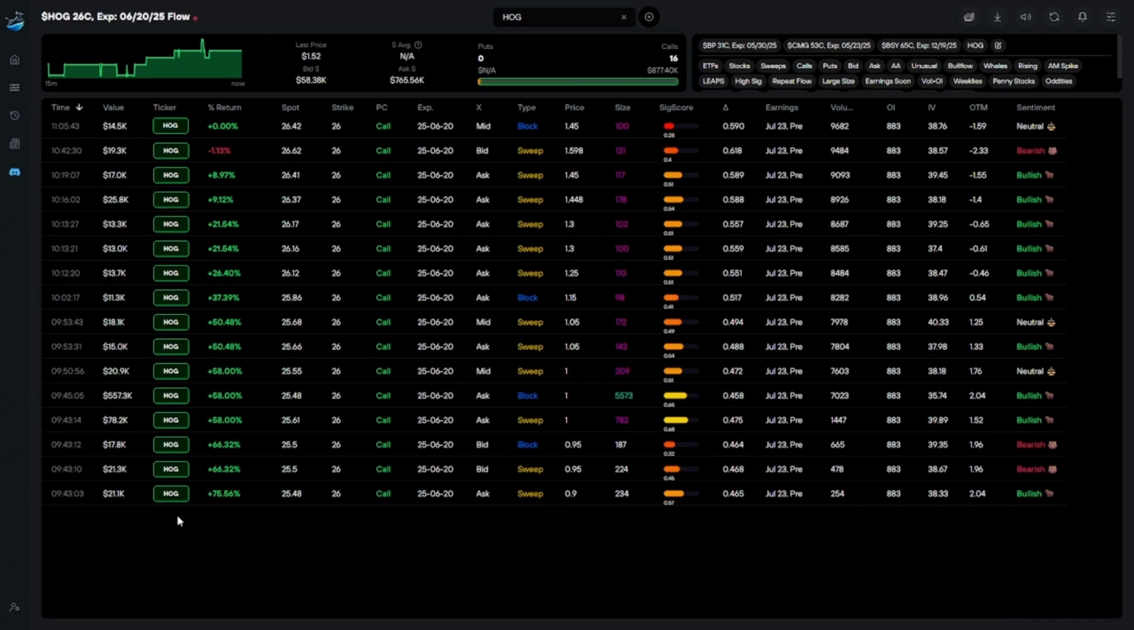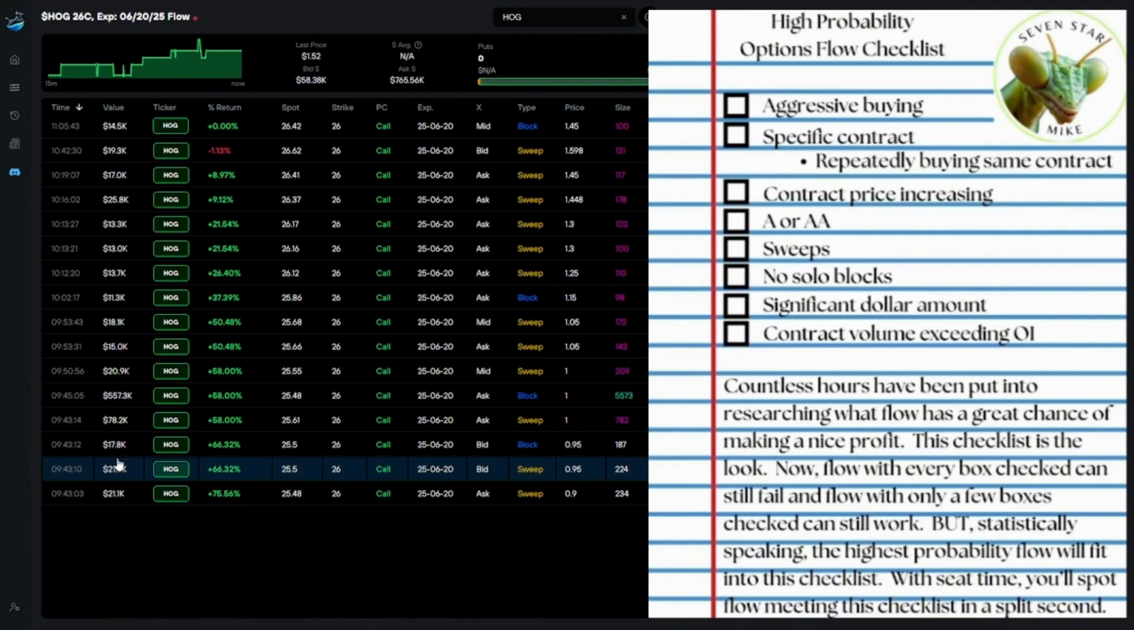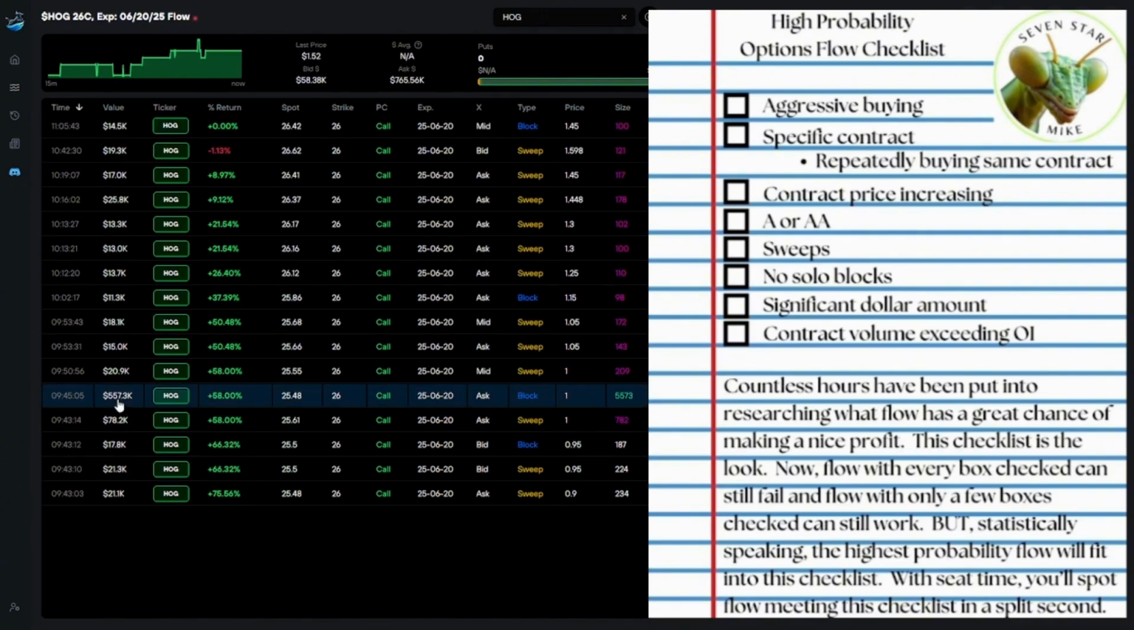Okay, we saw some great looking flow on HOG today. So let's compare this to the high probability options flow checklist. First on the list is aggressive buying, 557,000. Before that, we had 21, 21, 17, 78, and 557,000. That line right there is where I alerted this trade. That is an aggressive buy right there.